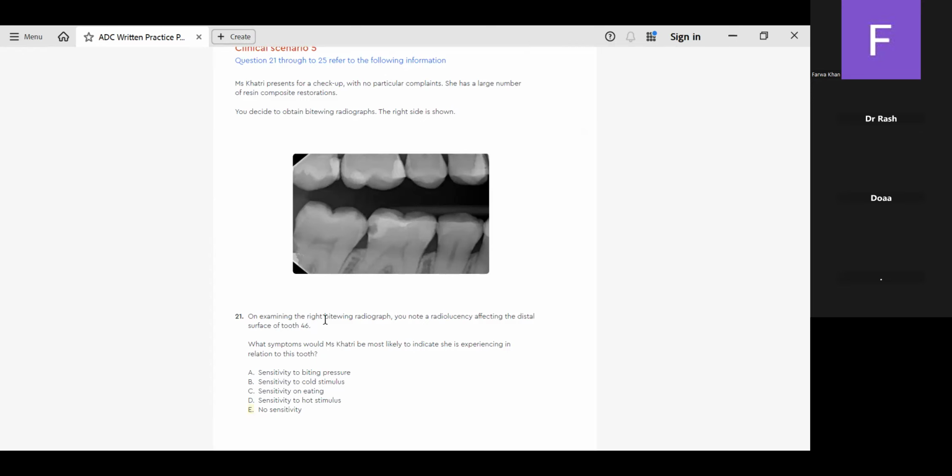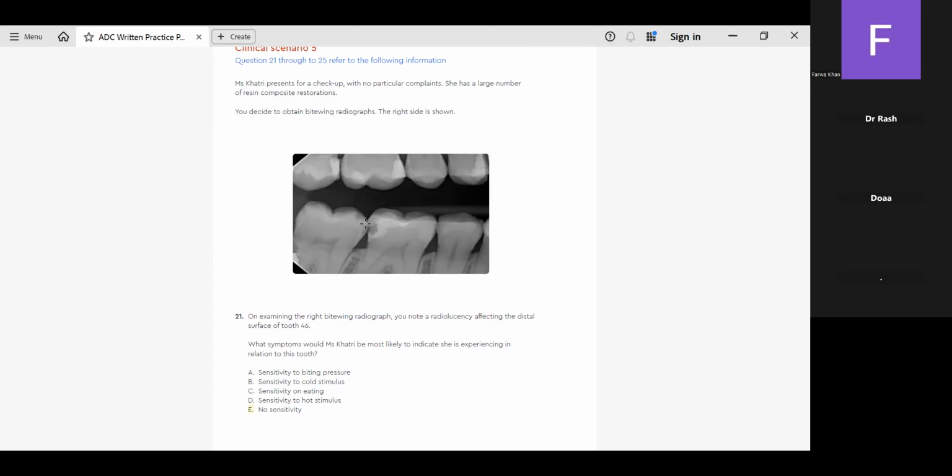What symptom would Miss Cattry be most likely to indicate she's experiencing in relation to this tooth? In relation to this tooth, what would be the symptoms? No sensitivity. All right. Now, why no sensitivity? First of all, yeah, I'll answer that. Someone is asking me in the question section.